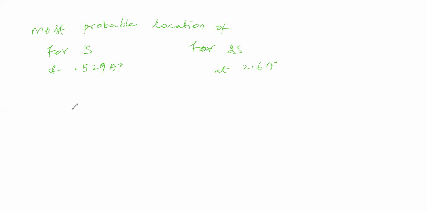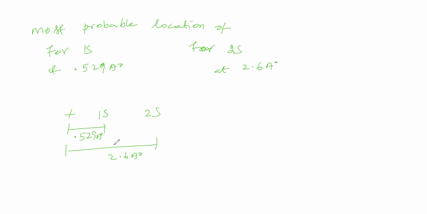Now the most probable location is closer for 1s, but far away for 2s. Here this distance is how much? 0.529 angstrom. But this distance is how much? 2.6 angstrom. The most probable location is less for 1s, high for 2s.